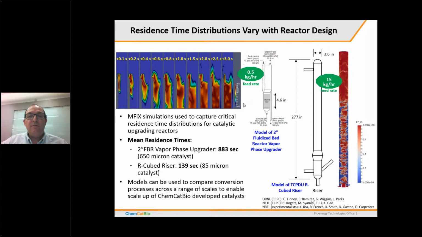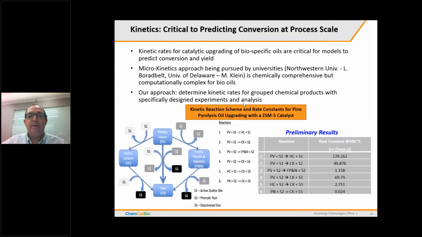So these two very different types of reactors have very different residence times. For the 2-inch fluidized bed reactor, we have over 800 seconds of average residence time, whereas in the riser, we're looking at only about 139 seconds. So very different residence times, of course, will lead to very different performance, and the catalyst particle sizes vary as well. These are the important aspects of the process that we need to capture with these models, and we are able to do so.